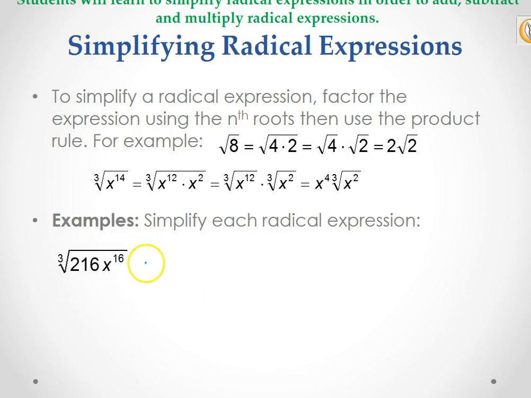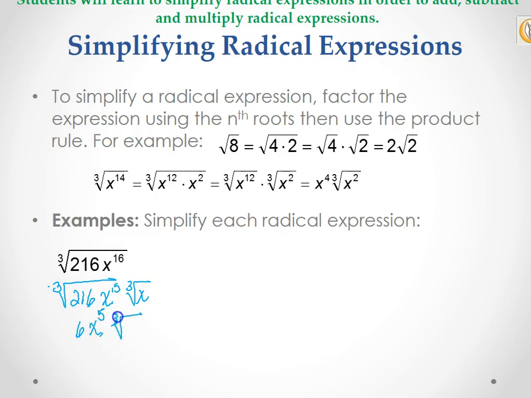So then we have the cubed root of 216, and then x to the 16th. Well, 216 is a perfect cube. The cubed root of 216 is 6, so I know I'm going to have a 6. X to the 16th, that's not a multiple of 3. 16 divided by 3 gives me 5, so I'm going to have x to the 15th, and then a cubed root of x left over. So my final answer would be 6, x to the 5th, because 15 divided by 3 is 5, and then I'm going to have this ugly cubed root of x left.